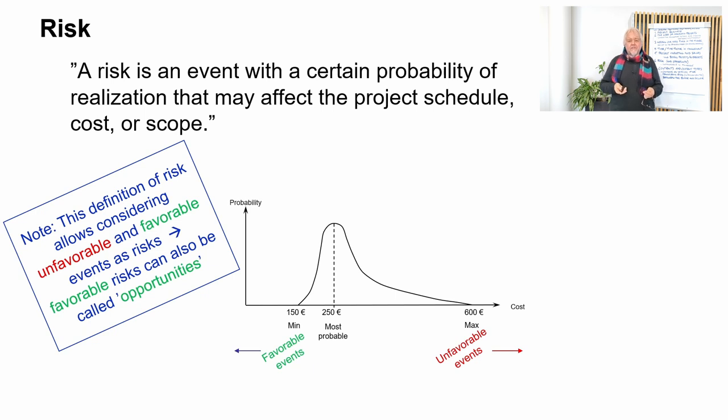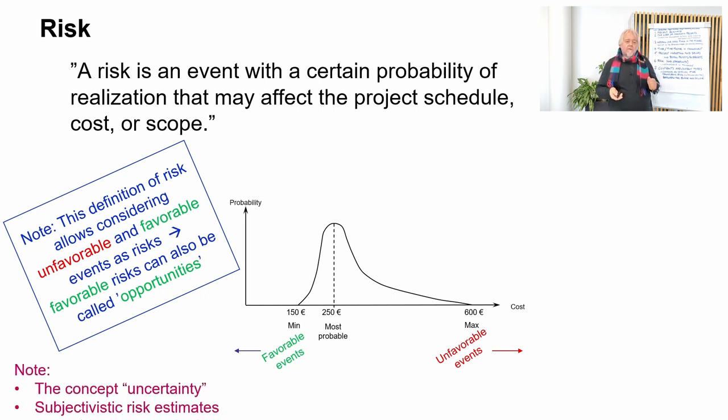And we have unfavorable events on the higher cost side. If we would just consider risks as unfavorable, then we would do everything in our project management to prevent the 600 and those events that lead to it from coming true. That would skew our project management activity to safeguarding the project against the bad, and we would not concentrate on taking advantage of the benefits, making a really good project and increasing the likelihood of these favorable things to happen.